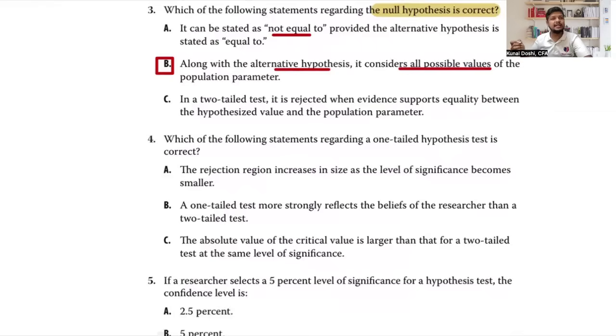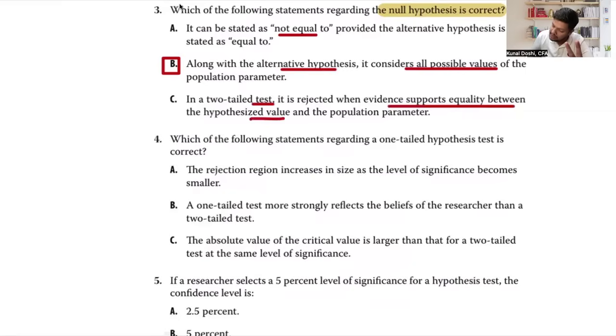Let me also look at C and tell you what is wrong with the C statement. In a two-tail test, it is rejected when the evidence supports equality between the hypothesized value and the population parameter. It is rejected when the evidence supports equality. No, whenever two things are equal, we say fail to reject. So C is also wrong.